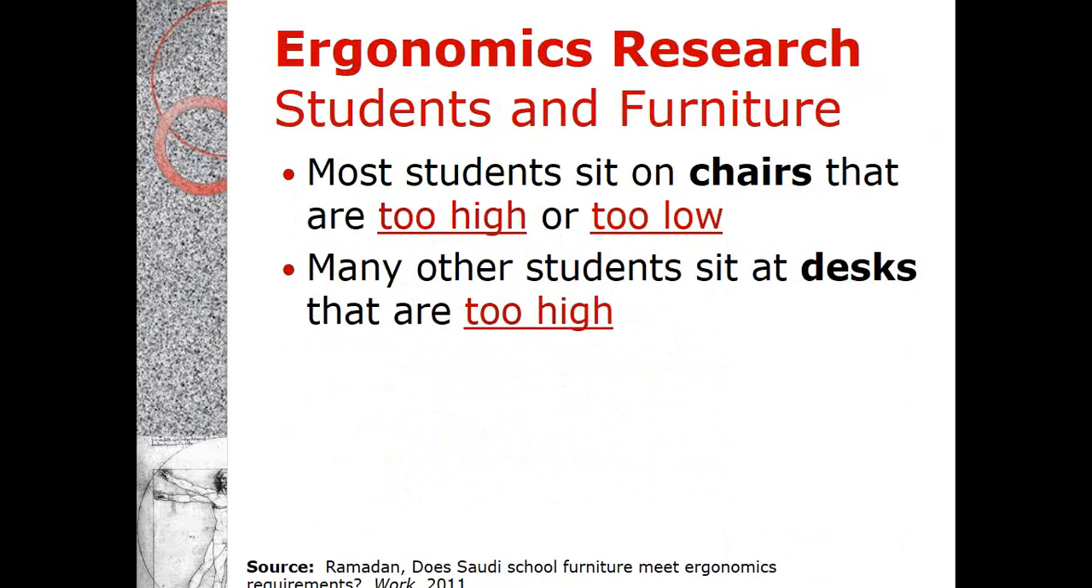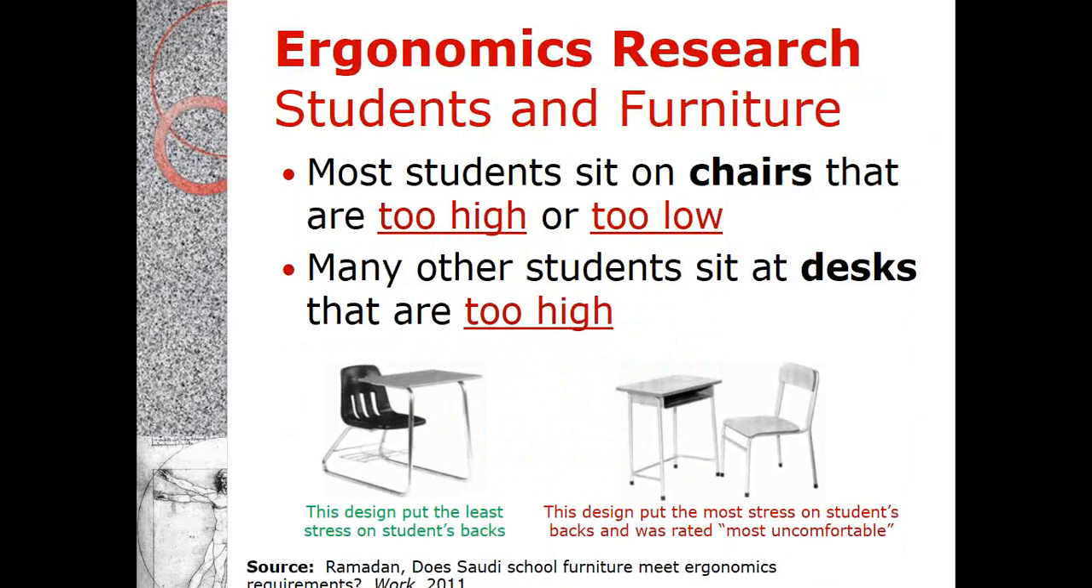The conclusions here were that a lot of the students, in terms of their physical sizes, sat on chairs that were not right for them. They were either too high or too low. I'll explain a little bit more about what that means. Or sitting at desks that were too high. And so these particular ones are what these researchers have found that either put lower amounts of stress or reported discomfort on the backs of students, or ones that were rated as more uncomfortable. So there were some conclusions on that study.